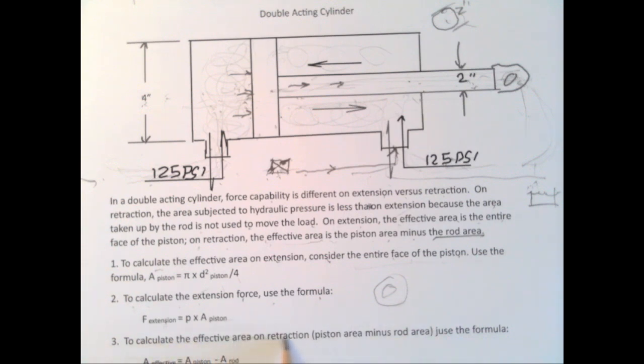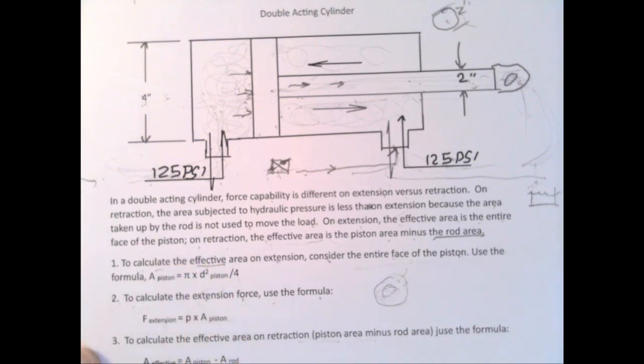calculate the effective area on retraction. And when I say effective, that means you don't have this hole. You have this annular area. Calculate the effective area on retraction. The piston area, you would calculate the area or use this area, and then calculate the area of the rod and subtract the area of the rod from the area you calculated up here that I noted as the piston area. Oh, the effective area.